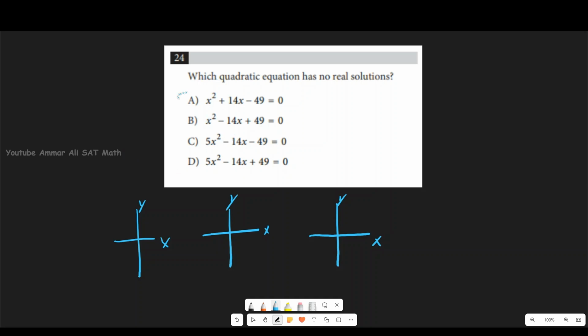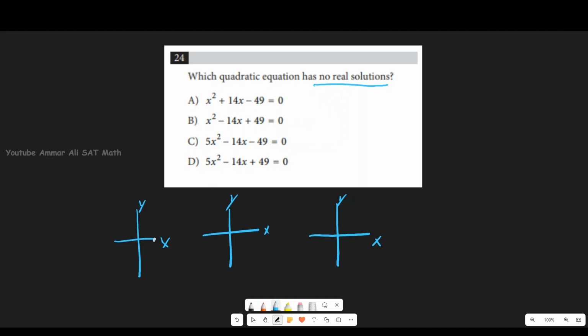This is a question from the official test bundle 5 from 2024, linked in the description below. Which quadratic equation has no real solutions? And then they give us no other information except our answer choices. So before we begin, I would like to just review what a quadratic equation is and what it looks like on the graph.